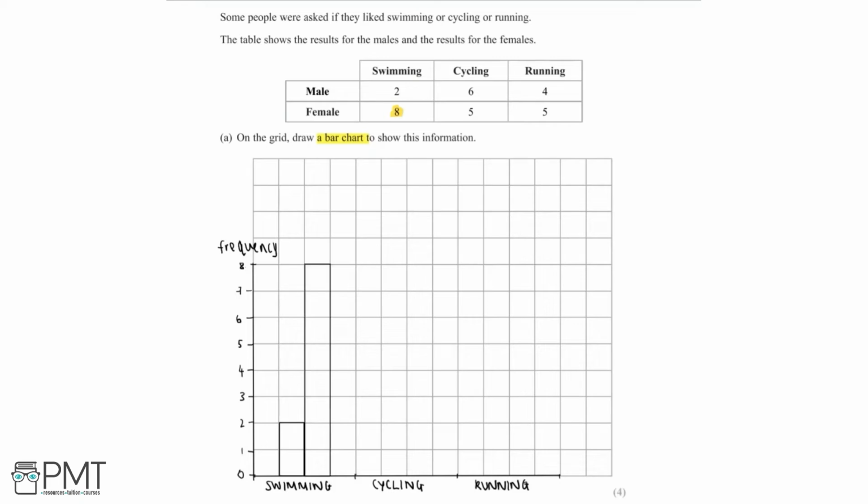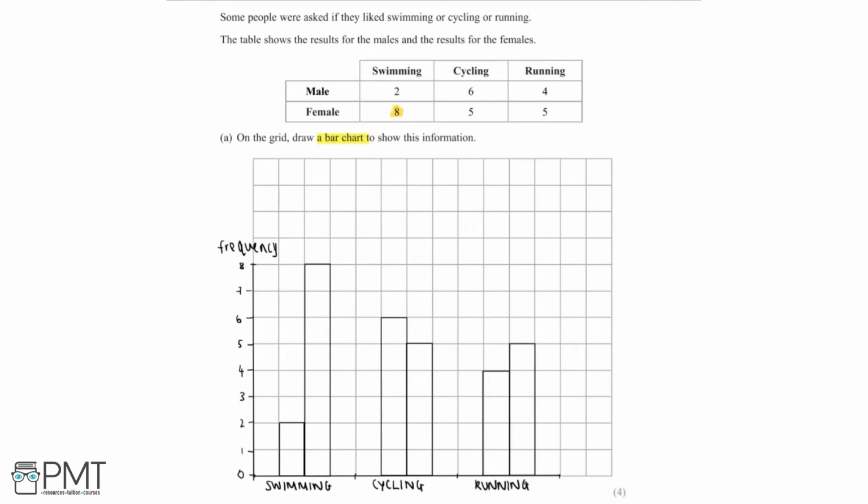Now let's move on to cycling. We know that there are 6 males who like cycling, and there are 5 females who like cycling. Now finally, let's move on to running. There are 4 males who like running, and 5 females who like running.